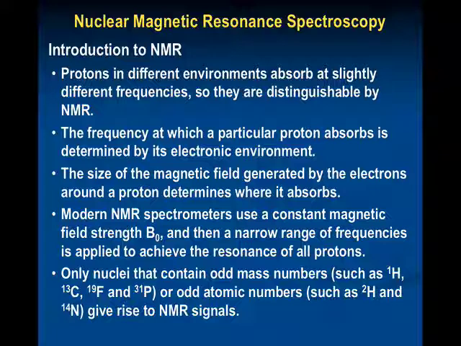And it's important to know that NMR can only be done on certain elements. Not every element is NMR active. Only elements that have odd mass numbers, like proton. Proton has a mass number of 1, right? Or odd atomic numbers give rise to NMR spectra. So for example, proton has an odd mass number, carbon-13 has an odd mass number, fluorine-19, phosphorus-31.